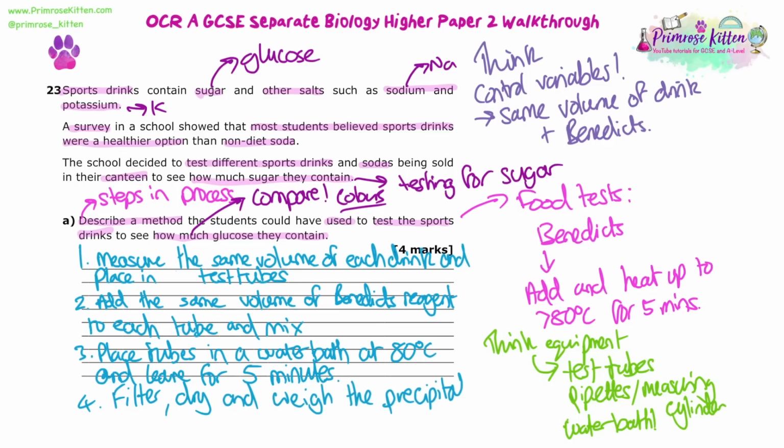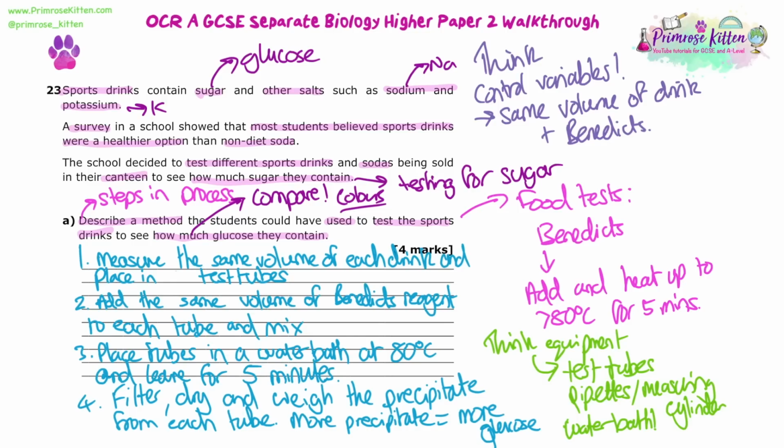So it's a precipitate that is produced, and it'll either be a different colour, or if they all turn red, or red-orange colours because they contain glucose, then the more precipitate there is produced, the more glucose there is. So this will also give us an actual measurement. We can weigh it, we can get a mass, an actual number, a quantitative measurement that we can use to compare these different drinks.